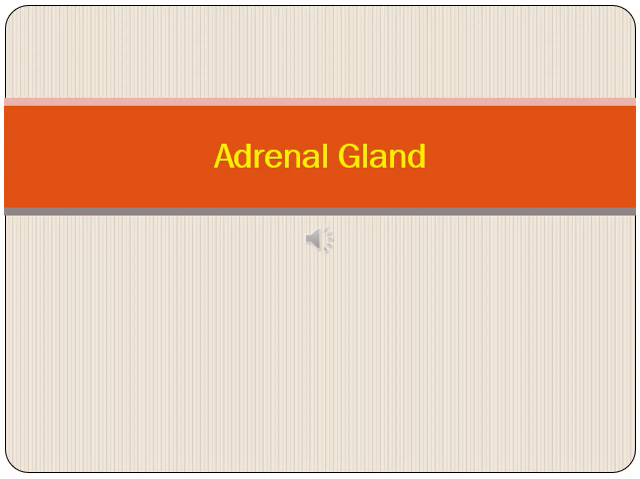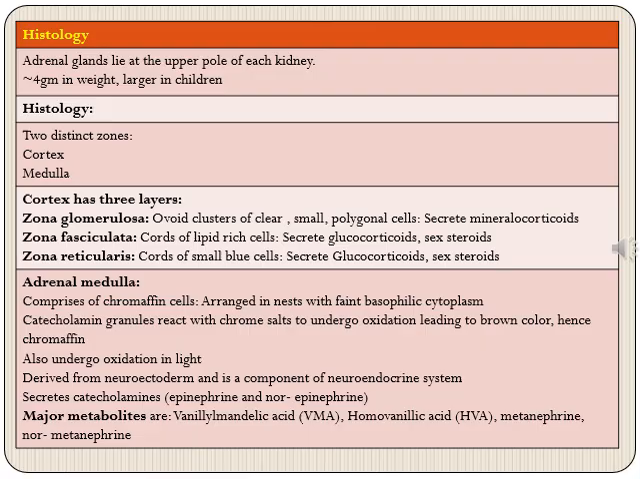So next we will start with the adrenal gland. Again, histology and physiology of the adrenal gland have been discussed in detail in anatomy and physiology classes. So I will be giving you just a very brief review so that then we can start with the pathology of the adrenal gland. As you know, these glands lie at the upper poles of both kidneys. They are approximately 4 gram in weight and they are larger in children.